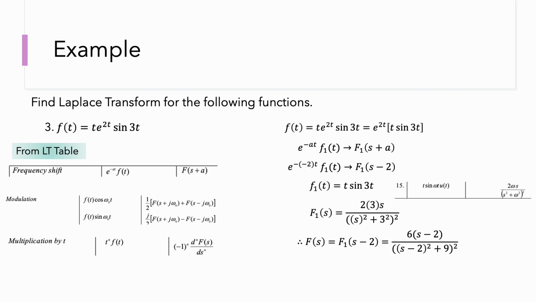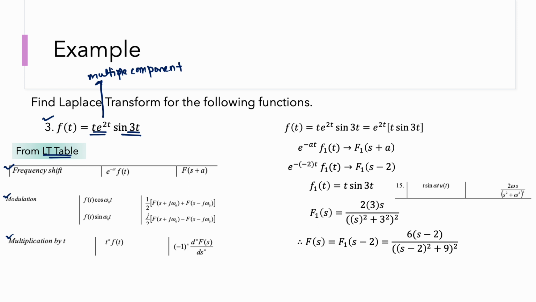Now let's look at another example, example number 3. The equation here is t e^(2t) sin 3t, and based on this equation, it has multiple components inside this one equation. If we look in the Laplace transform table, there are a few possibilities that we can use in order to solve this particular equation.